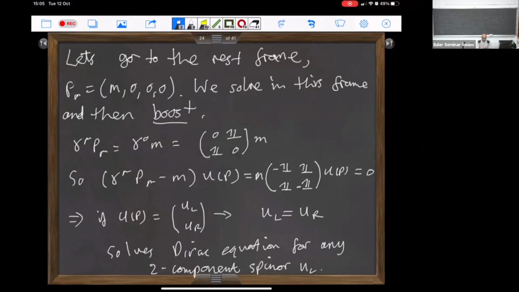So the way we're going to look at solutions is we'll first simplify our lives and go to the rest frame of the particle. We'll solve the equation in this frame, and then we'll make a general boost, which will give you the solution for arbitrary energy and momentum, because we have Lorentz invariance, so we're allowed to do that.